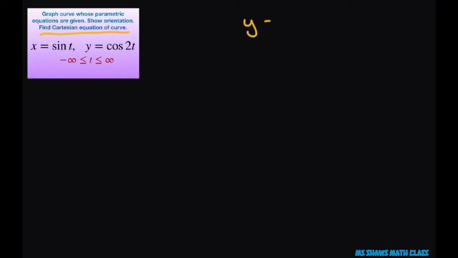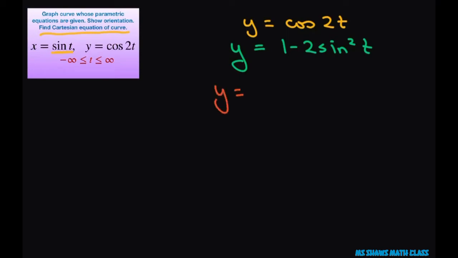We have y equals cosine of 2t, and we have a sine here. So I'm going to use my double angle identities and write this as y equals 1 minus 2 sine squared of t. Therefore, y equals 1 minus 2 times sine, which is x, squared. We can also write this as y equals negative 2x squared plus 1.